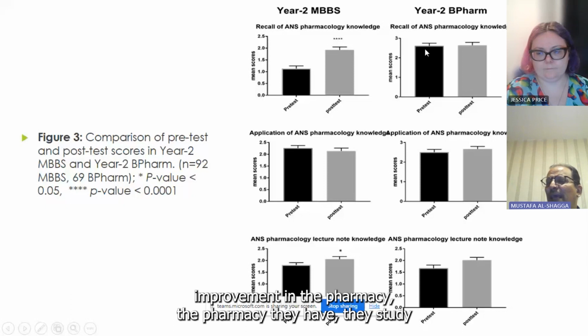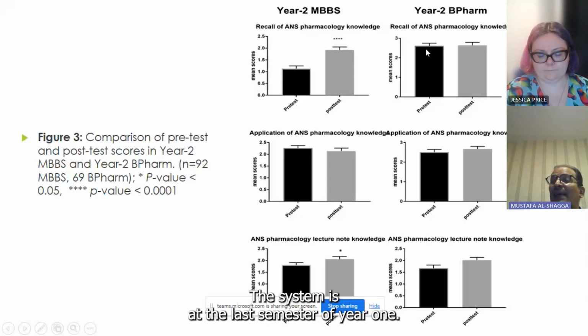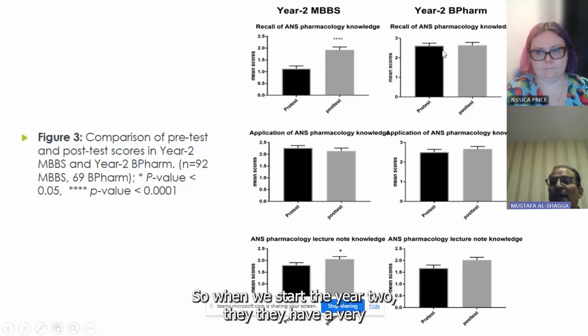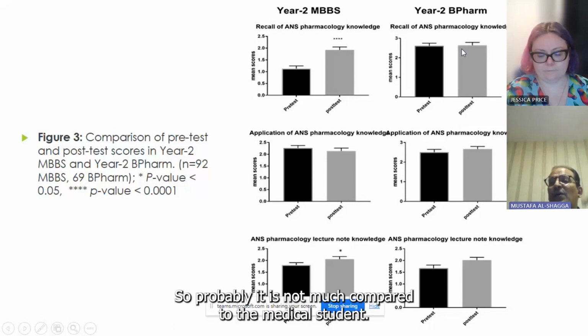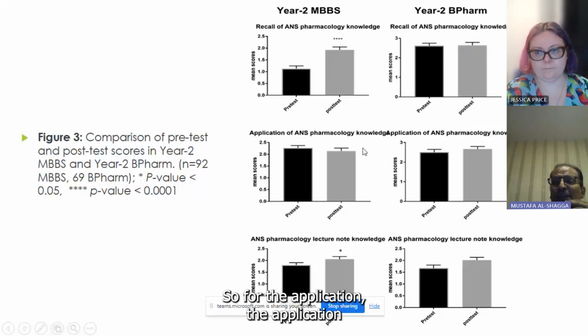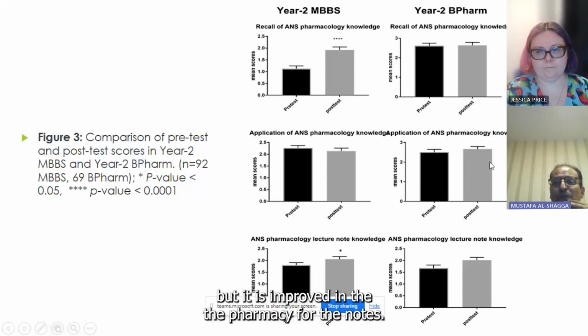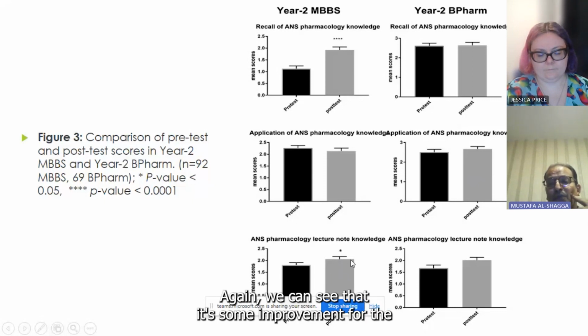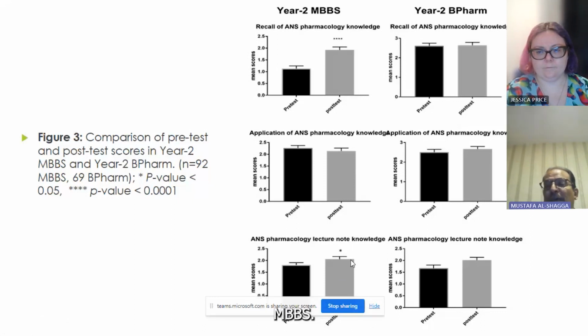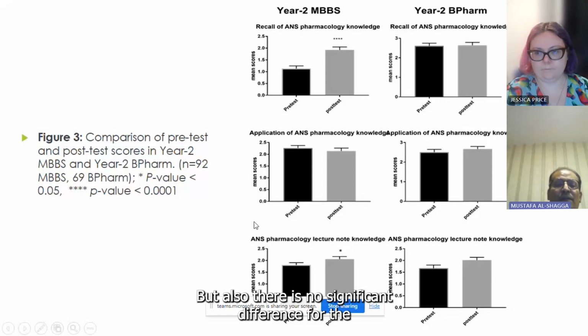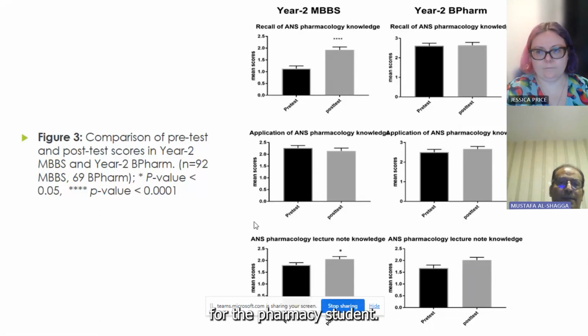In pharmacy, they study the autonomic nervous system in the last semester of year 1. So when they start year 2, they show very little improvement, probably not much compared to the medical students. For the application, I can say there is some drop in the medical students, but it improved in pharmacy. For the notes, again, we can see some improvement for the MBBS students, but there is no significant difference for the pharmacy students.